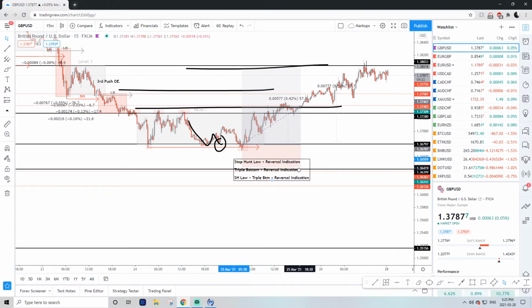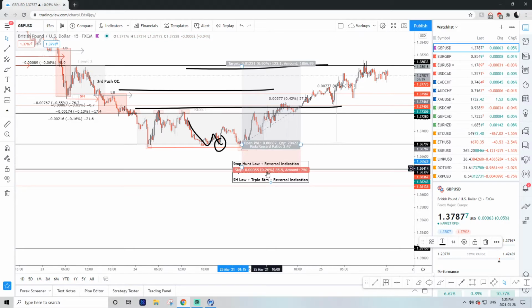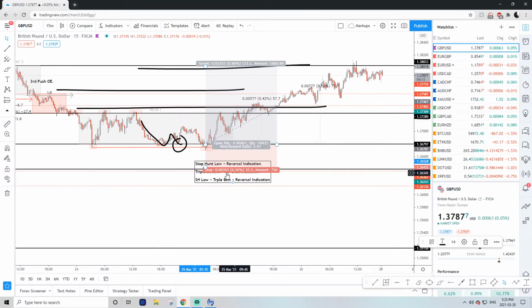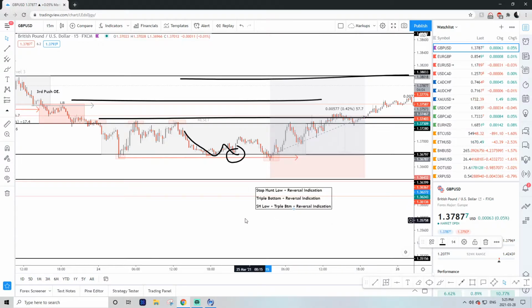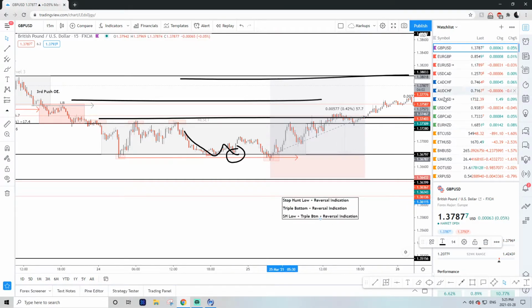You can see right here, these are my confirmations that I was waiting for: a stop hunt low, a reversal indication, or a triple bottom and a reversal indication. Or even better, a stop hunt low with a triple bottom plus that reversal indication. That's exactly what I got. I got that 1, 2, 3 reversal indication with the stop hunt low. So I got the last set of confirmations, which is what I needed to enter the trade.